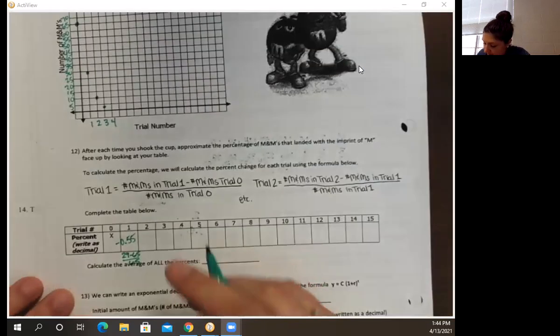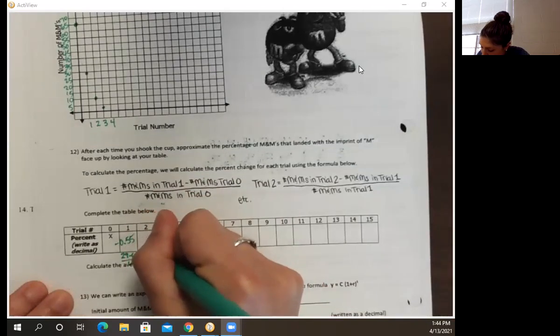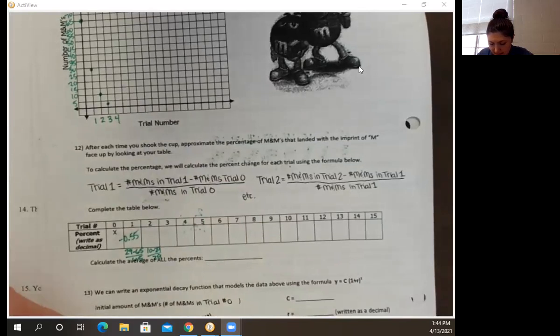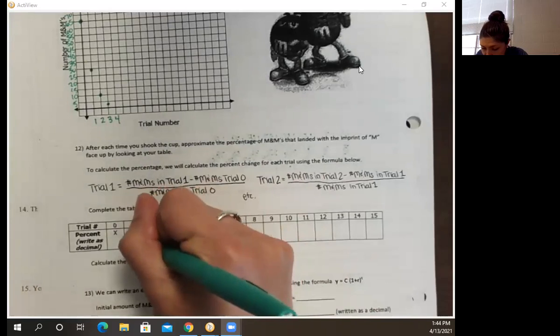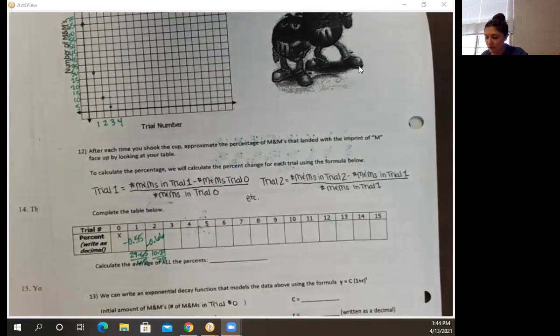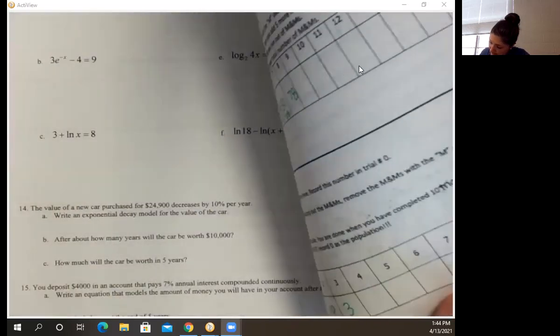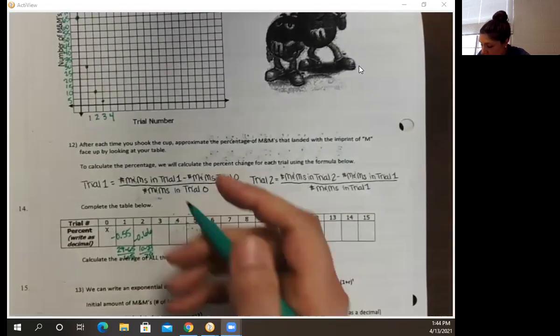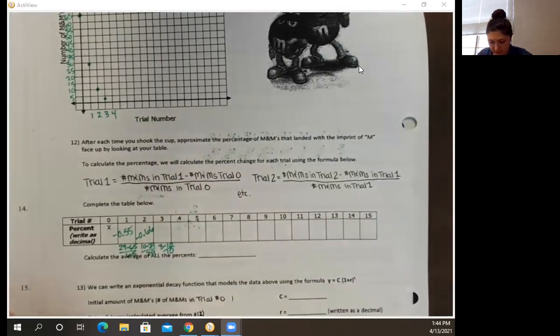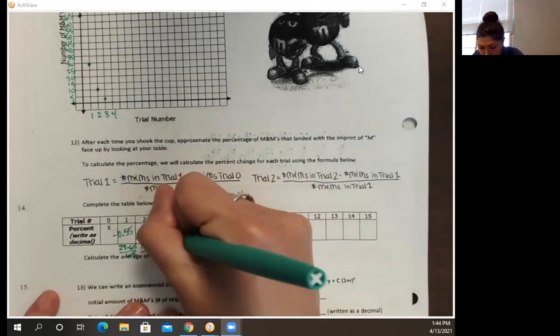And then we would have 10 minus 29 divided by 29. 10 minus 29 divided by 29. And we get negative 0.655, so 0.66 I'll round to. And then we have 3 minus 10 divided by 10. 3 minus 10 divided by 10. And we get negative 0.7.